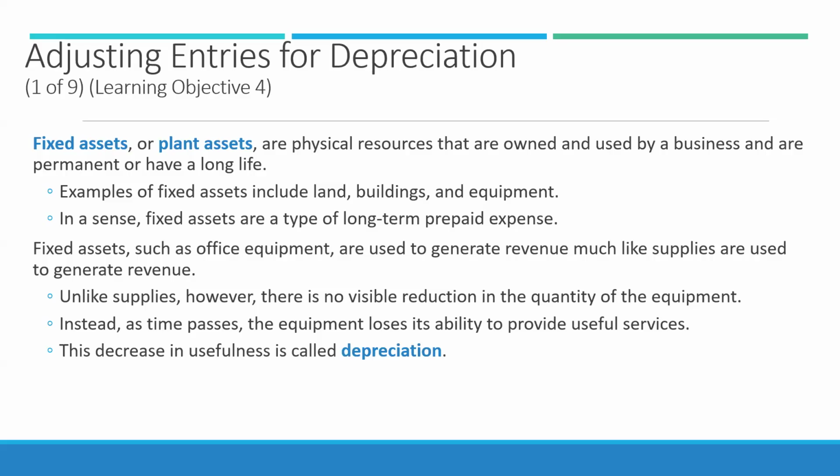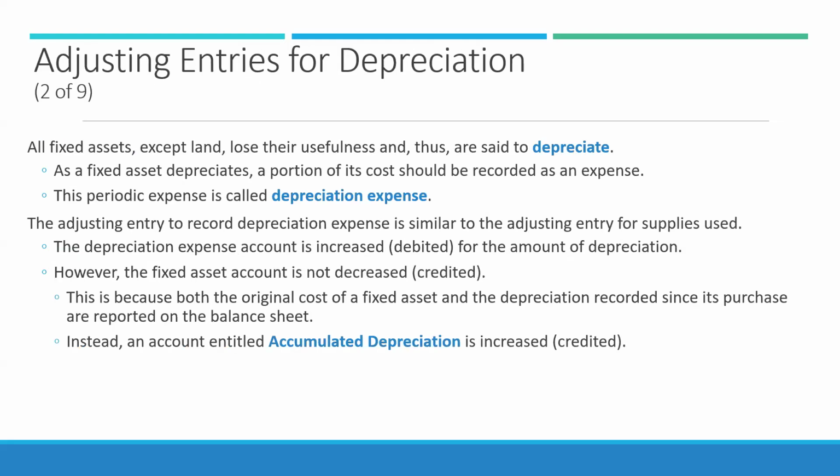Instead, as time passes, the equipment loses its ability to provide useful services. This decrease in usefulness is what we're going to call depreciation. All fixed assets except land, you can depreciate. As a fixed asset depreciates, a portion of its cost gets recorded as an expense, and we call that expense depreciation expense. The adjusting entry to record depreciation is similar to the adjusting entry for supplies used.